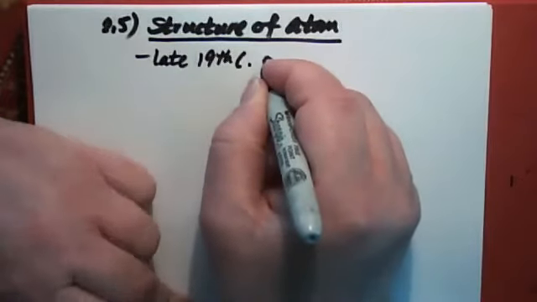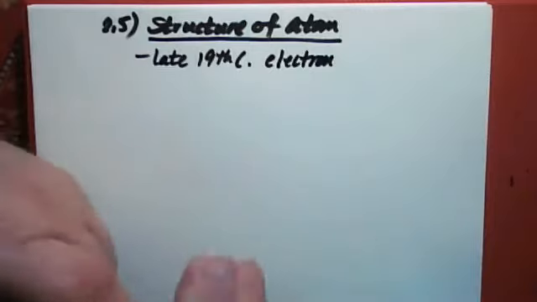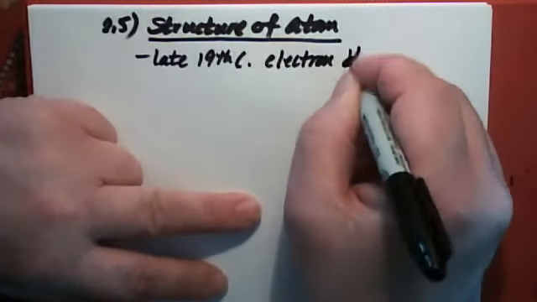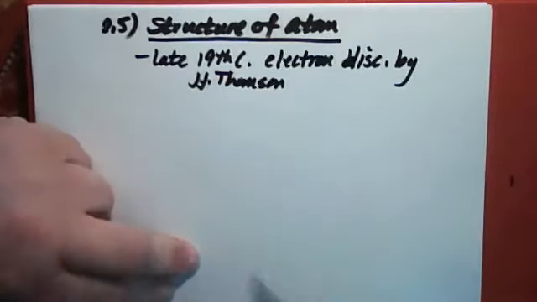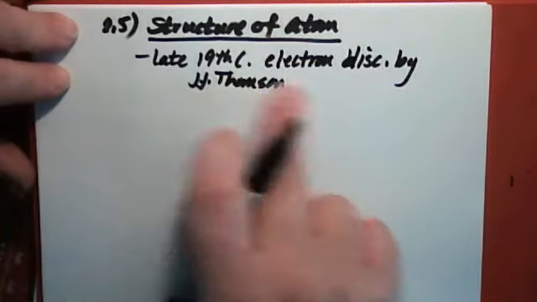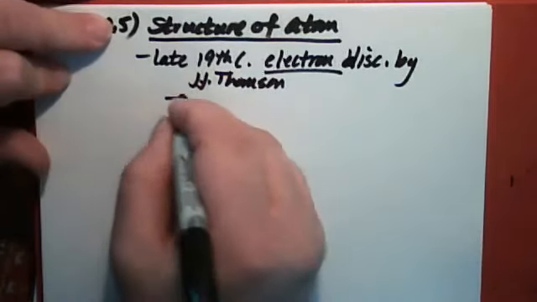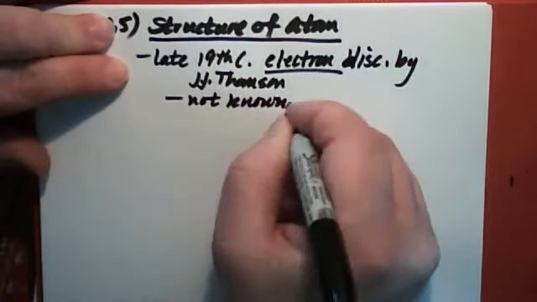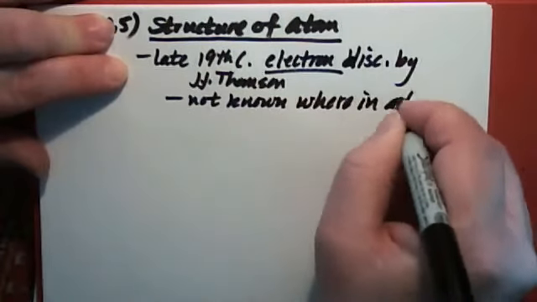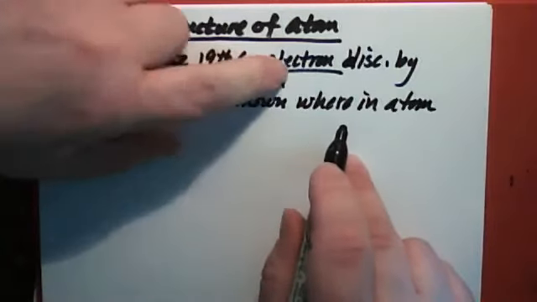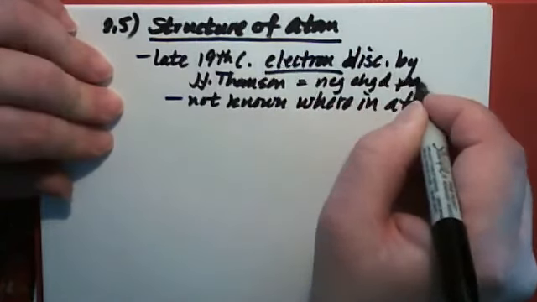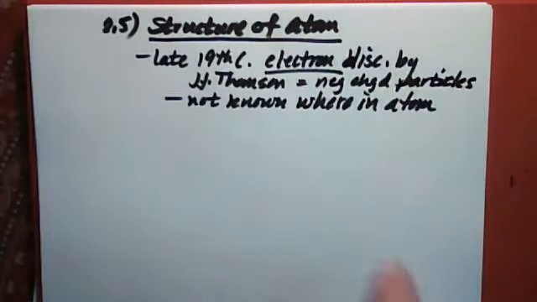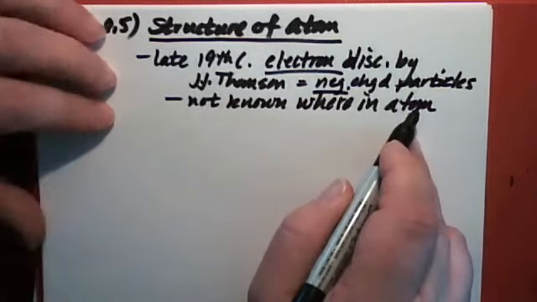In the late 19th century, electrons were discovered by a guy named J.J. Thomson. That is not really extremely important for you to know. But electrons, of course, are extremely important. Electrons are the negatively charged particles. Thomson knew that electrons had negative charges, but he did not know where in the atom those negative charges resided.